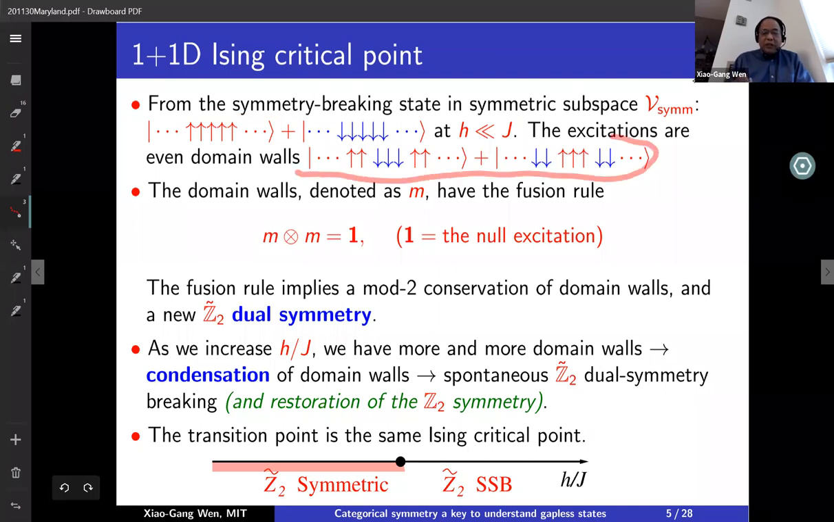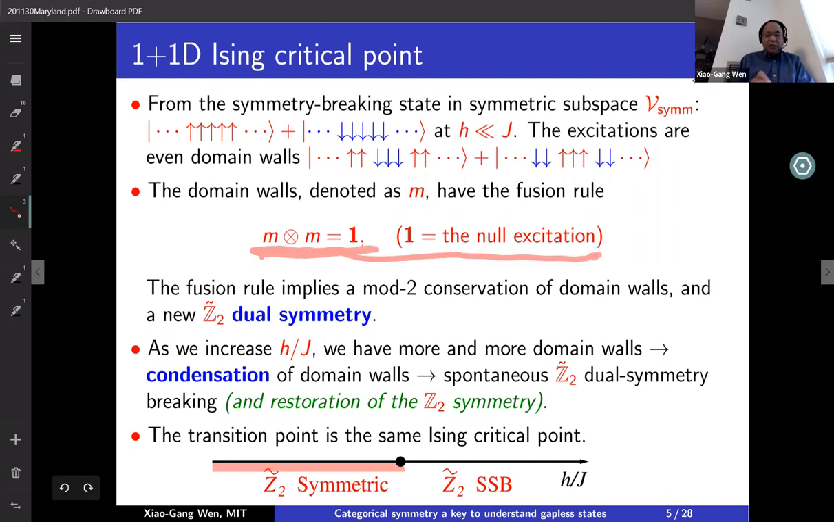So a domain wall state is like this. We have two domain walls, again with a symmetrization here. We denote the domain wall using M, and they also have this Z2 fusion rule. So that really means that the domain walls have this mod two conservation. There's a mod two conservation for the domain wall.